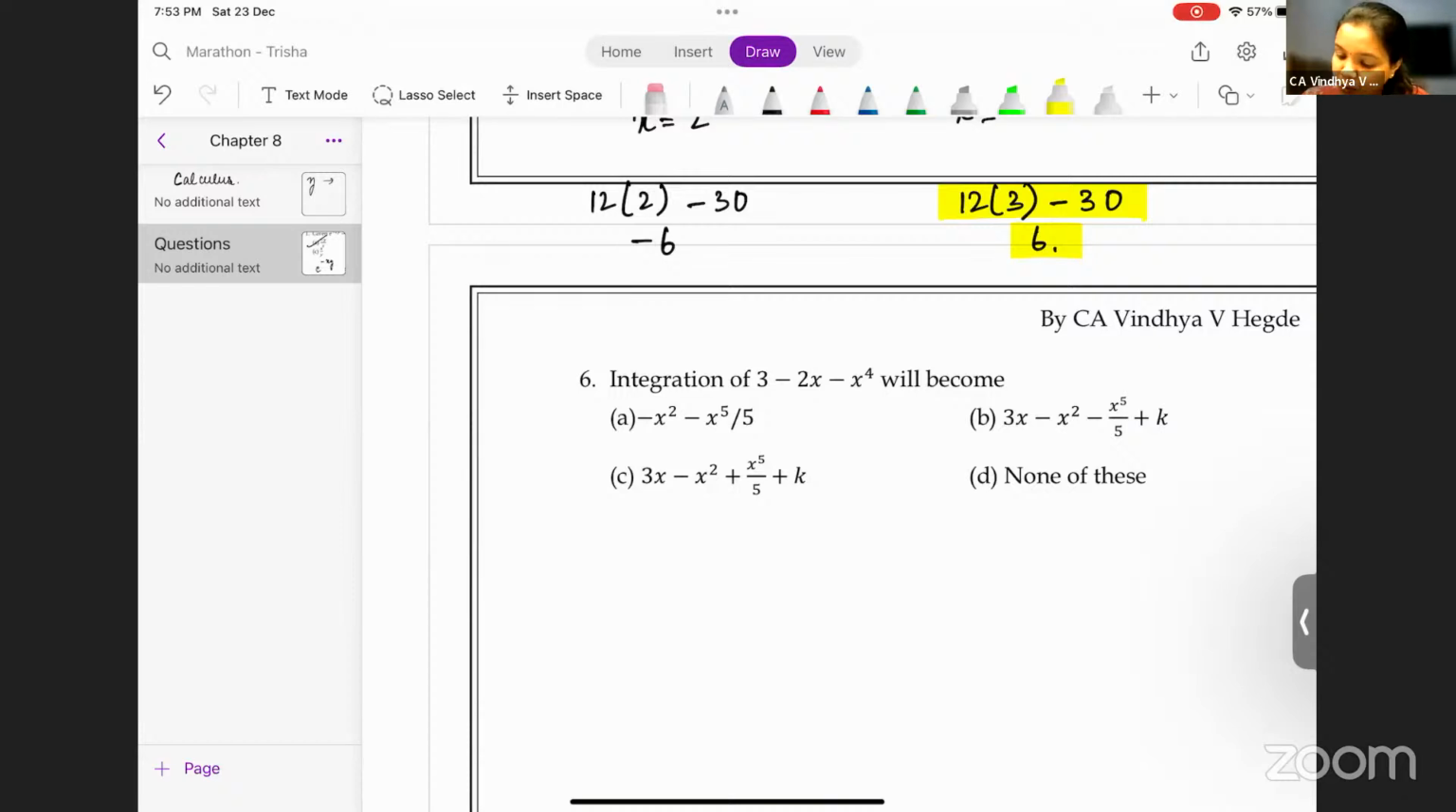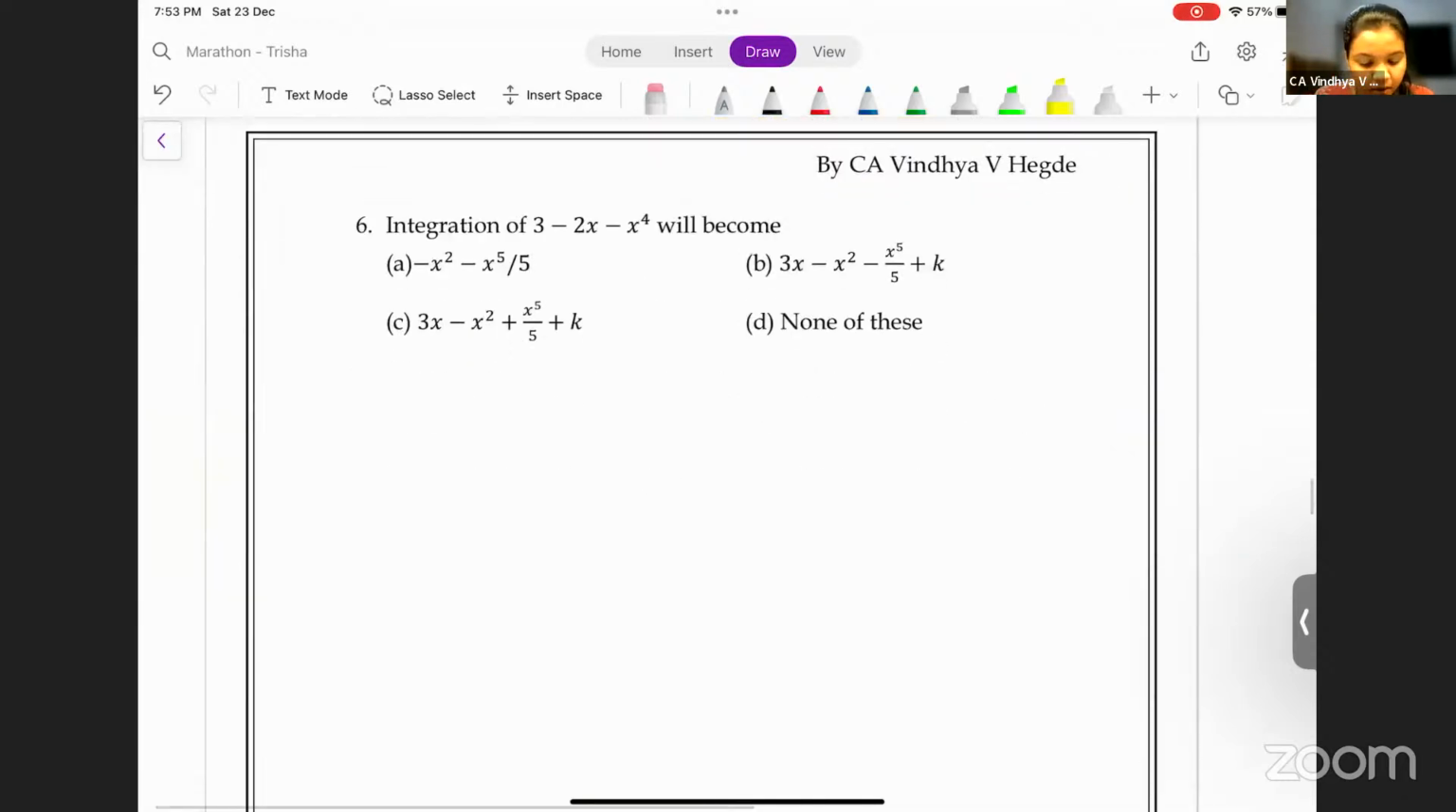Yes, let's quickly solve question number 6. Integrate 3 minus 2x minus 4 to the power x. So what is the integration of 3? 3 is a constant, so integration of 3 dx is 3x. Correct? Minus 2 is a constant.